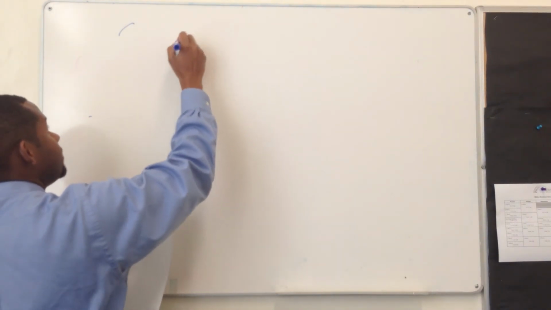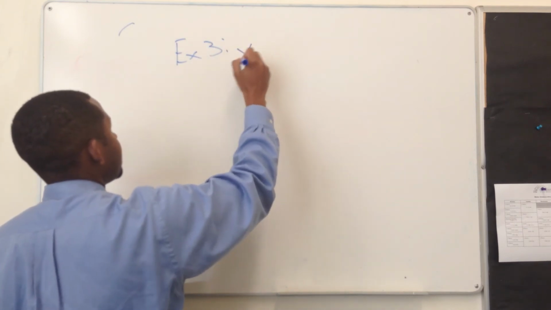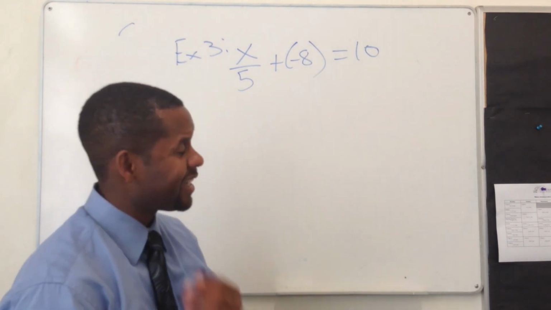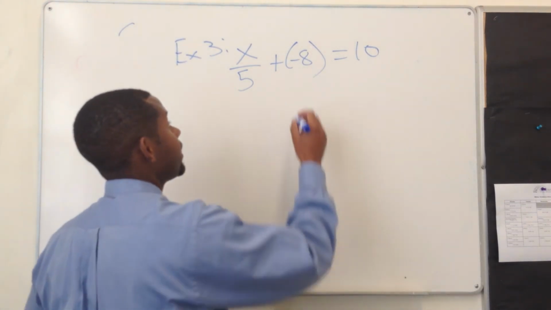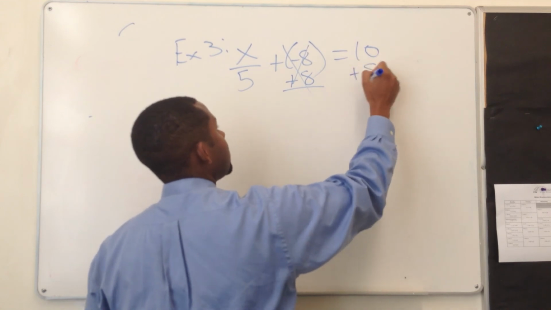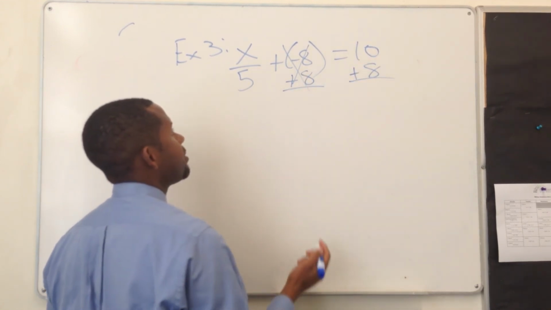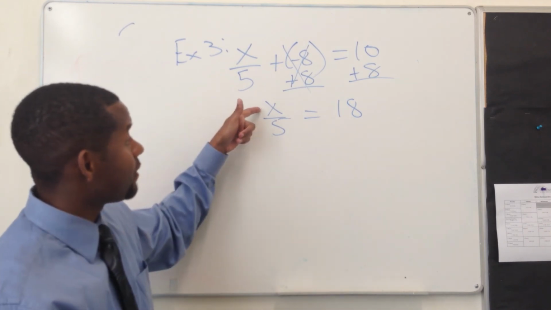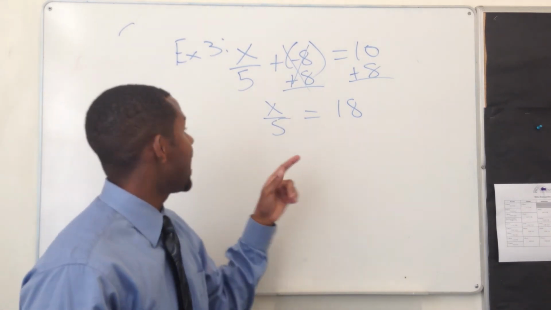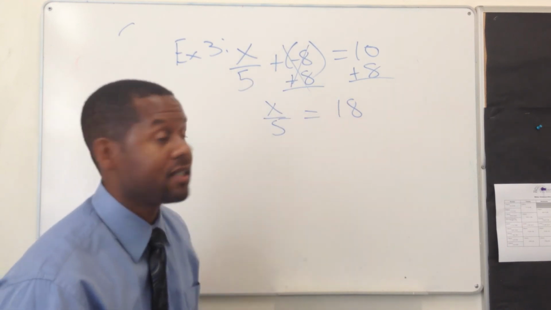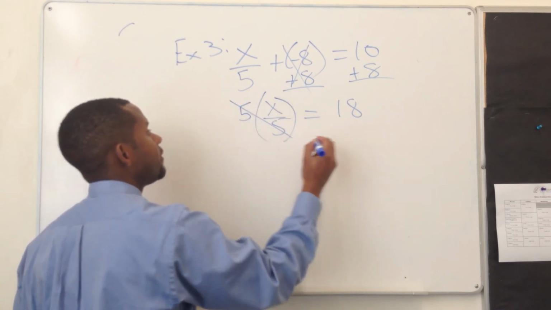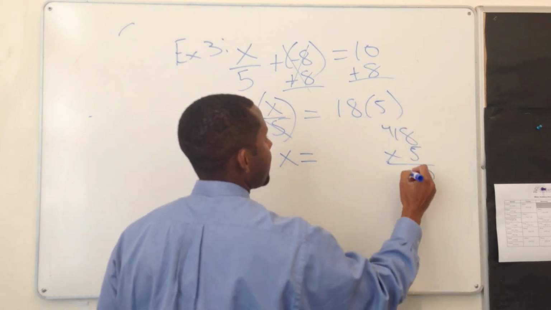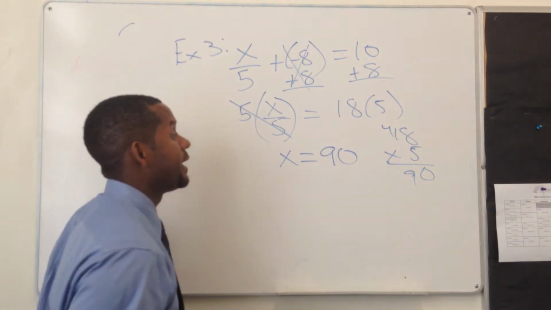And here's another one we'll do together. Example 3 says x over 5 plus negative 8 equals 10. And again, it's always the same. There's no distributing. I got to get this over here. Plus 8 evenly. I put plus 8 on each side because I'm keeping my scale balanced. So I'm left with x over 5 equals 18. Now I look at my variable. How am I going to isolate the variable? Well, what's happening to x? X is being divided by 5. So I always do the opposite. Multiply by 5. So times 5, times 5. And I'm left with x equals whatever 18 times 5 is, and it looks like that is 90.